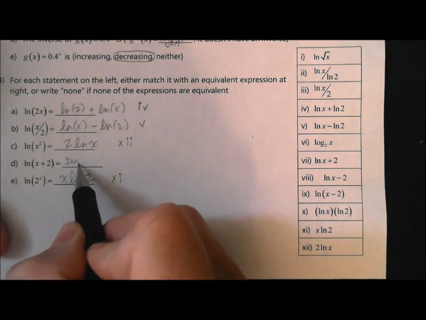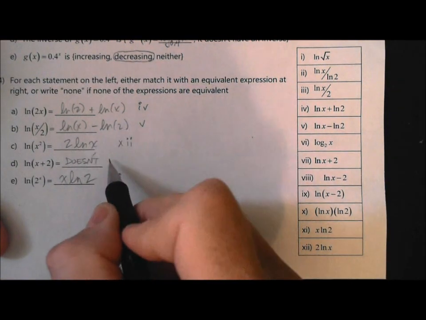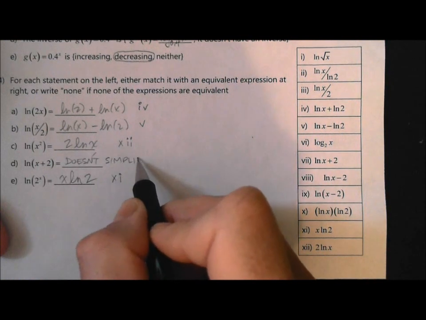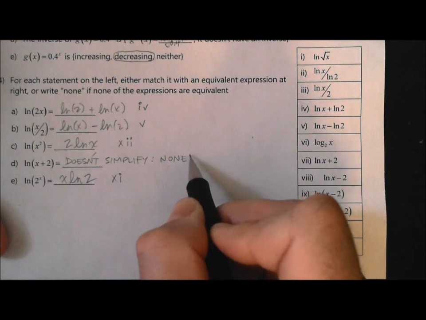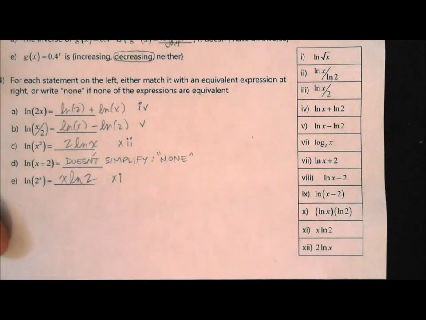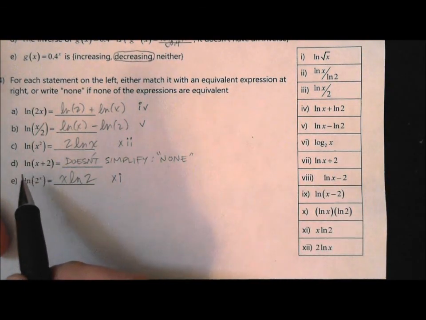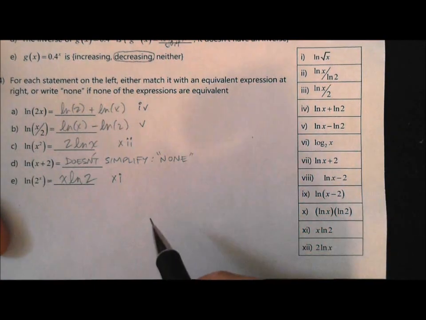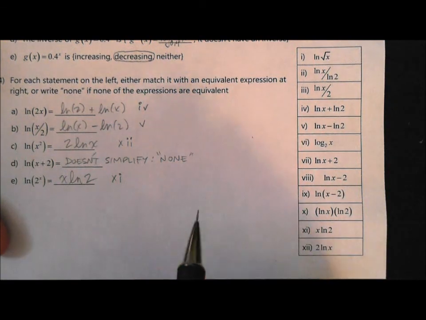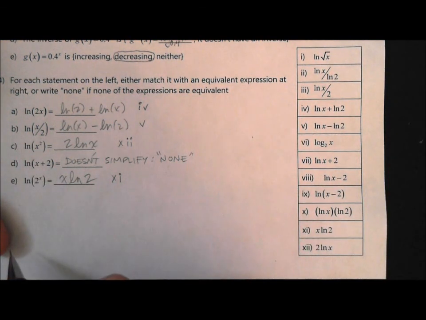This one doesn't simplify. So the answer in this case would be none. That is, the logarithm of a sum does not simplify. It doesn't mean any sum doesn't simplify, just a simple sum like this.